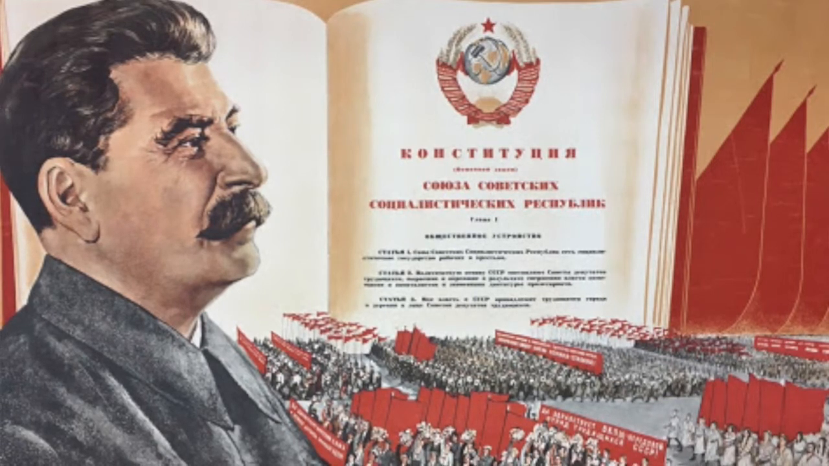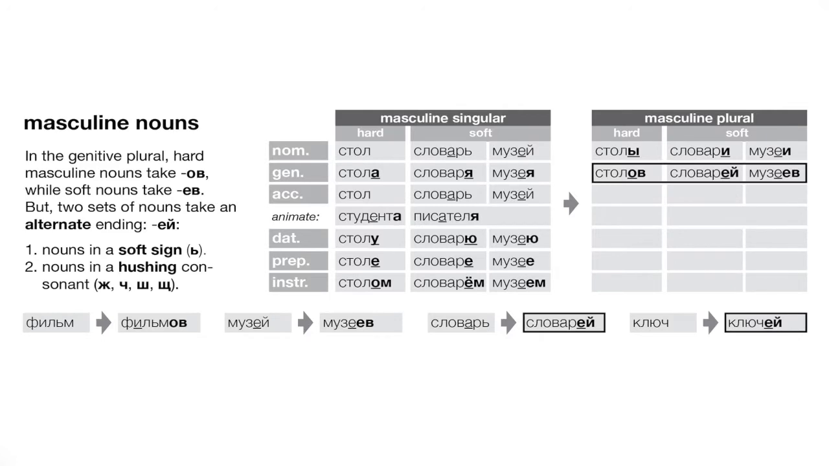Let's start with masculines, and again, we're filling in the plural table. We've now done two after today, nominative and genitive plural. Let's start with hard nouns like stol. We see the basic hard genitive plural ending is going to be -ov. So that's easy enough. Stoly, nominative plural, in the genitive becomes stolov, of tables.